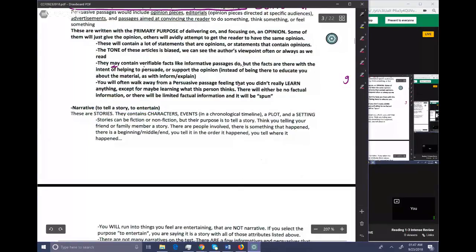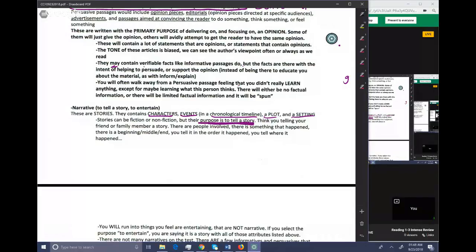So there's a lot of things that a story has that other things don't. In a story, there are characters, there are events that are involving the characters, usually in a chronological timeline. There is somewhat of a plot. There's something going on that's working on resolving or whatever. And there is a setting. Stories could be fiction or nonfiction, but their purpose is to actually play out events that involve characters, real or fake.